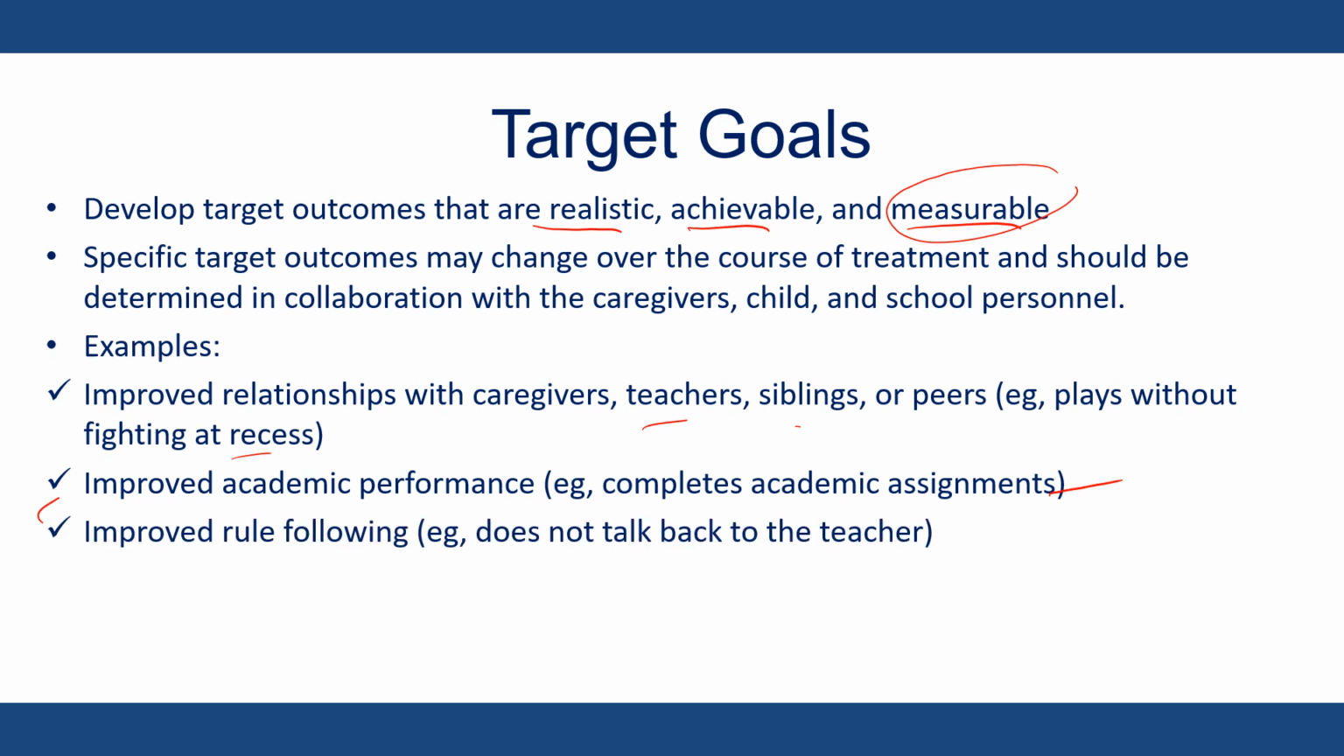And the third example I have is improved rule following. Example, the child does not talk back to the teacher anymore, or you can count the incidents, and the number of incidents has decreased. So see how these goals are realistic, they're achievable, and they're measurable. And if things are not going in the right direction, you can always adjust the medications.